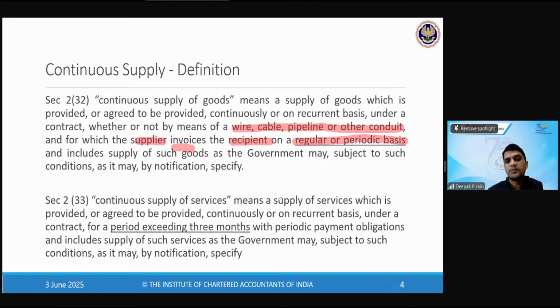In case of continuous supply of services, there is no such wire or channel. So continuous supply of service would mean any service which you're providing continuously for a period exceeding 3 months. Wherever there is supply of services which is provided or agreed to be provided continuously on a recurrent basis, where the obligation is for more than 3 months, then it is continuous supply of services.